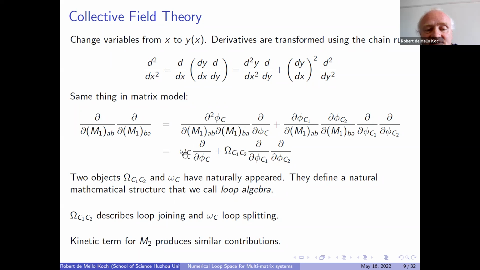The coefficients little omega and capital omega that appear naturally here define a mathematical structure that we call loop algebra, and I'll explain that in a little bit of detail. Capital omega describes the joining of loops C1 and C2, while little omega describes the splitting of loop C into two smaller loops. I'm just showing here the kinetic term of M1, but M2 would produce similar contributions.